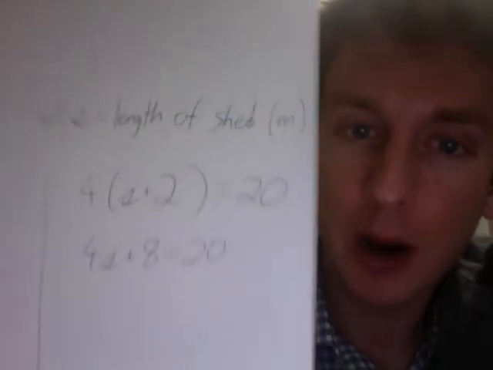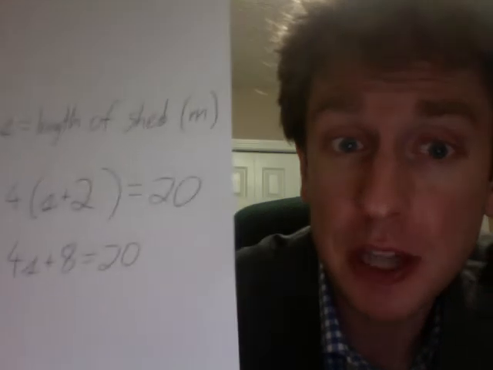By the way, I missed something here. Let s equal the length of the shed in meters. You always want to make sure you write that. Okay, so in this case now we have 4s plus 8. It's just another two-step operation.